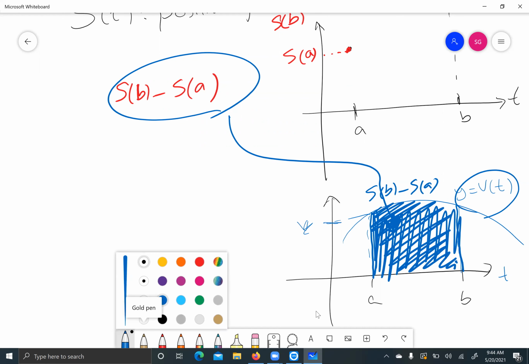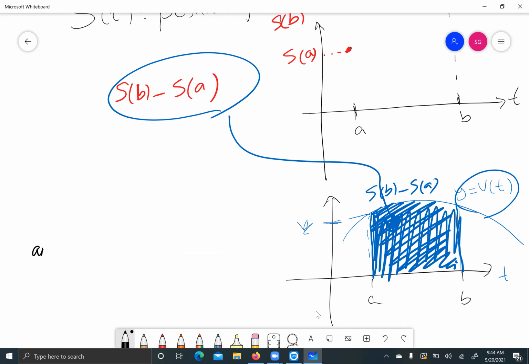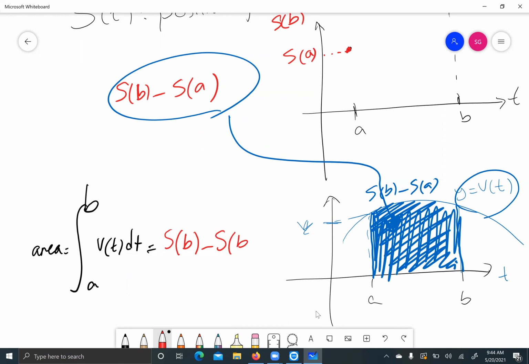And we just learned that that can be obtained by integral. So that area is actually the definite integral of the velocity function from A to B. And we know that this is going to give us the distance traveled from A to B, which is the same as the difference in the position function at A and B.